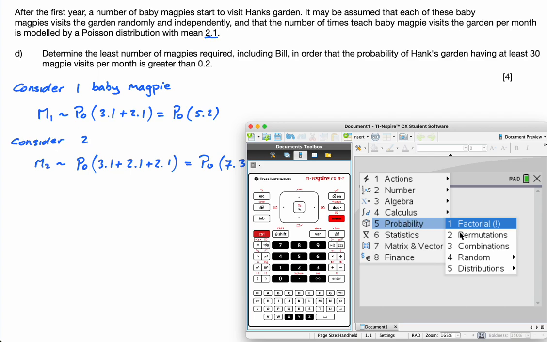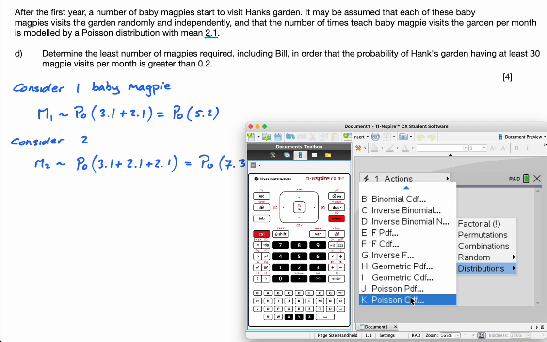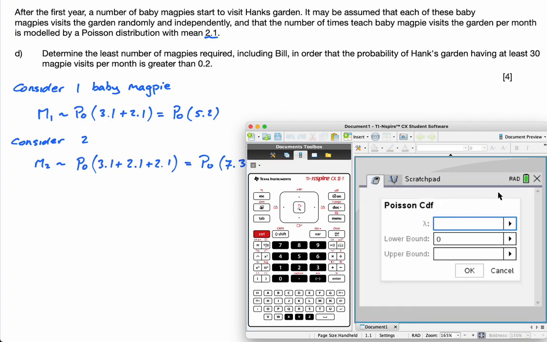Let's go to our distributions, and we'll go to our Poisson CDF. Now imagine our lambda was 7.3. Now when it says at least 30, let's say at least 30 magpie visits per month, that means the lower bound has to be 30, and the upper bound is something big. Let's put in 9999999. That's nearly 10 million visits, which is definitely not going to happen, so that's a big enough number.